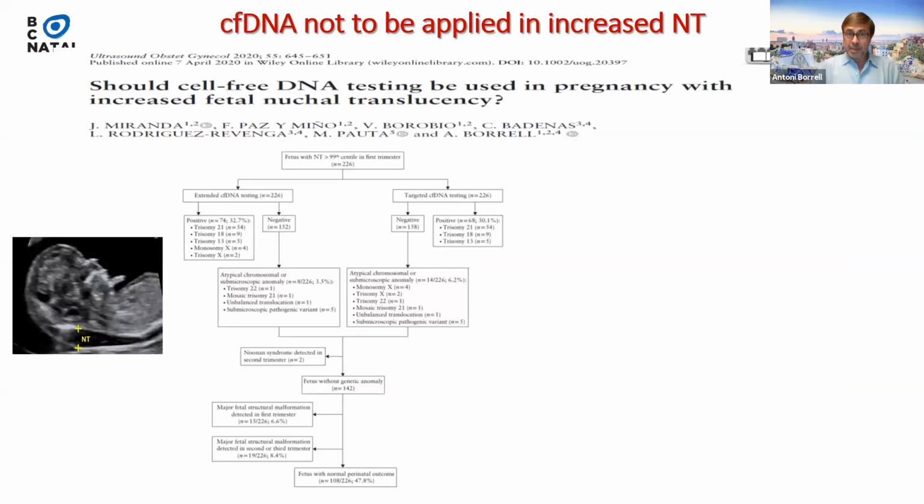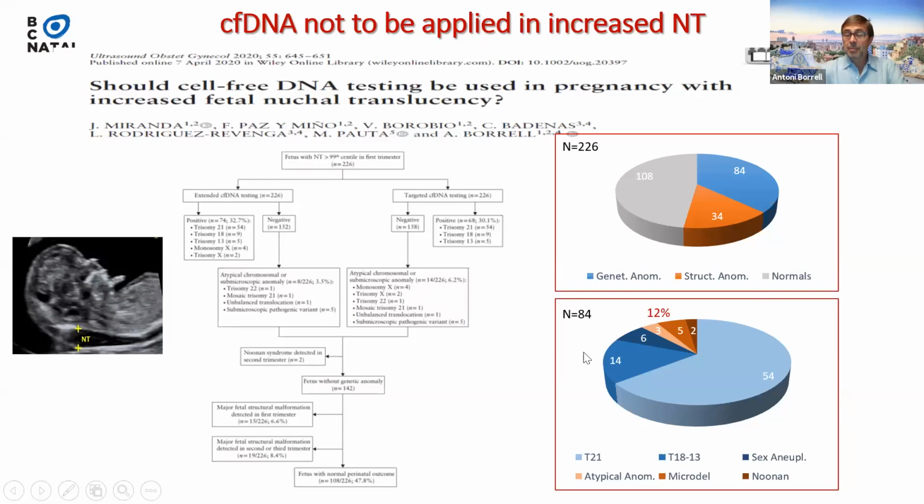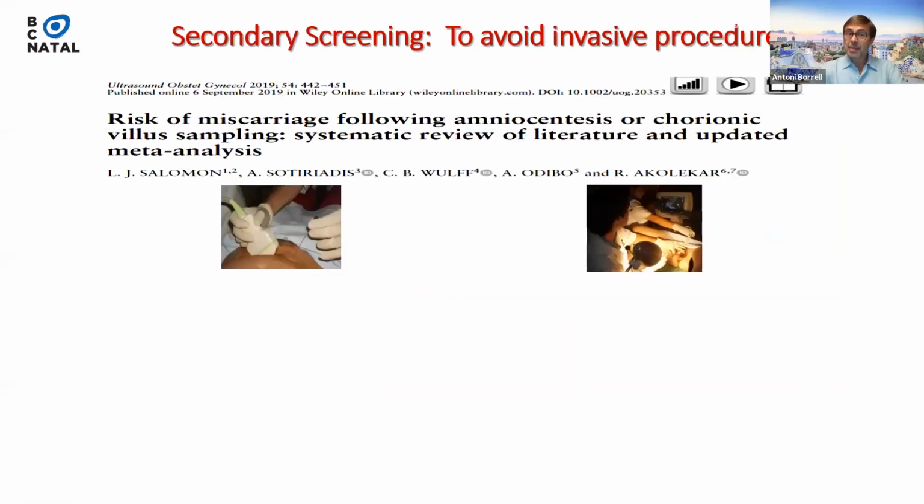First point, in very high risk, for example, in increased nuchal translucency, we have shown in a paper that in cases of an increased nuchal translucency higher than the 99th percentile, 36% of the cases are due to a genetic anomaly. And among these genetic anomalies, 12% cannot be detected by conventional cell-free DNA test. So we don't recommend cell-free DNA testing in those cases. Also in an ultrasound anomaly, we recommend a CVS or an amnio plus a microarray.